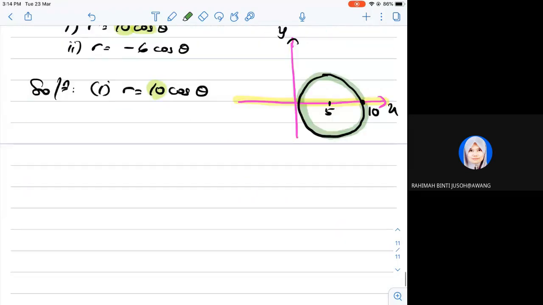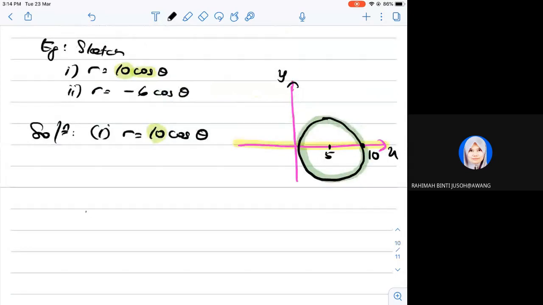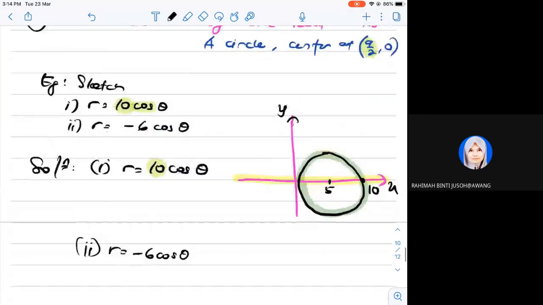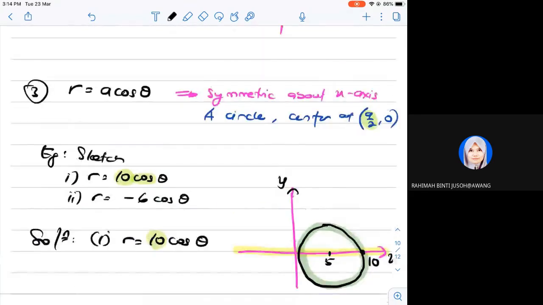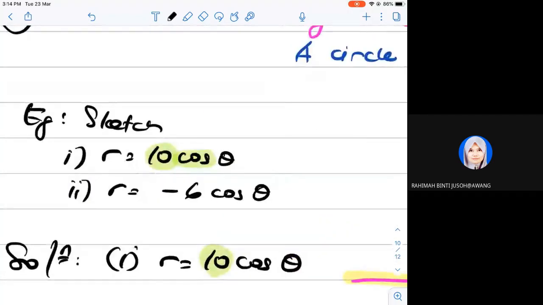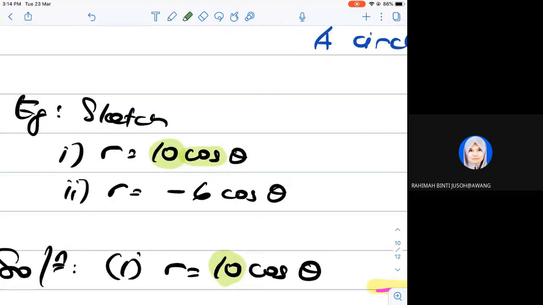Okay, next. So for number 2, you already know. R equals negative, yes. So the radius for the circle is also A over 2. Radius is not... the radius is R, the cos theta. This is the radius. Good question actually, good question. This is our radius.